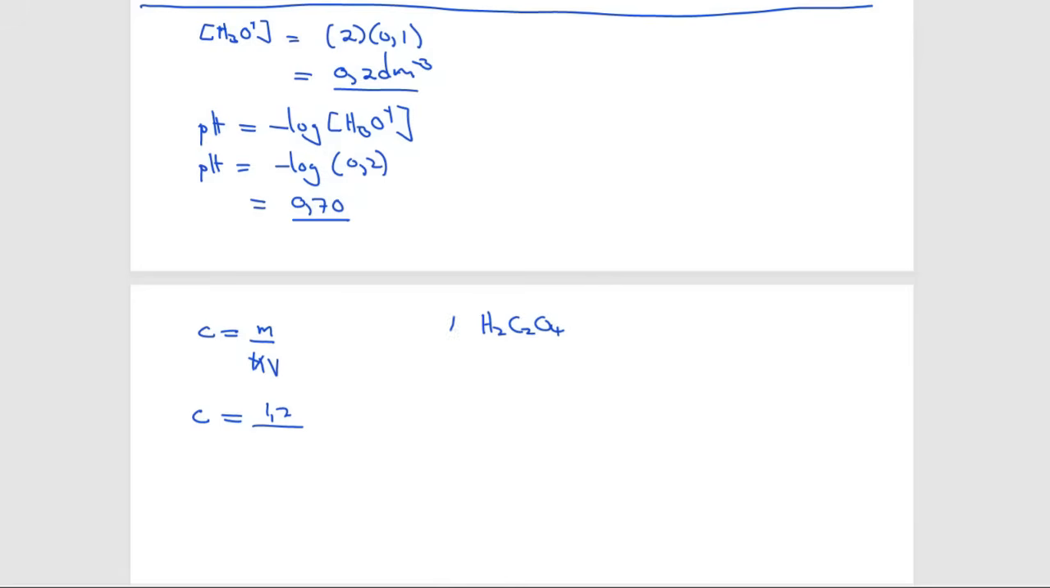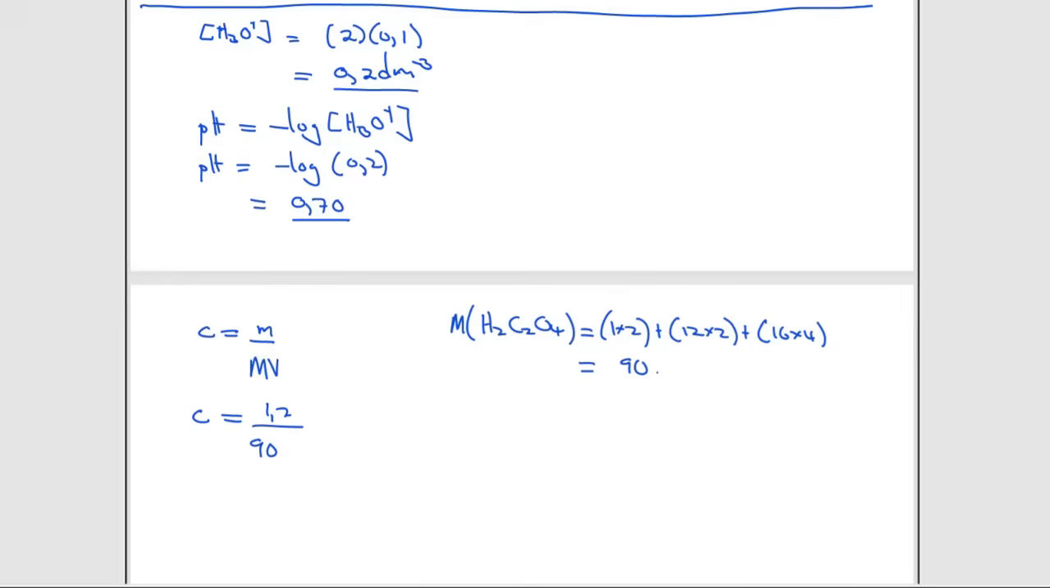So if I'm to find the molar mass of this one, I'm going to say this is equivalent to 1 times 2, because we've got 2 hydrogens, plus your carbon, which is 12 multiplied by 2, plus your oxygen, which is 16 times 4, right? So if I do my math there, I'm going to get a value of 90, right? Therefore, I'm going to take the molar mass there, which is our 90. Take note there is an M there. So it's 90, then multiplied by the volume, right?